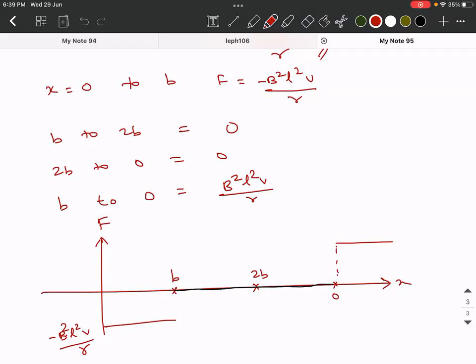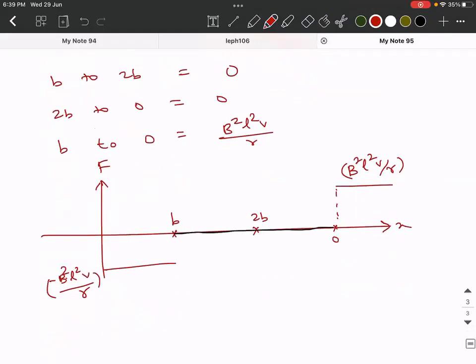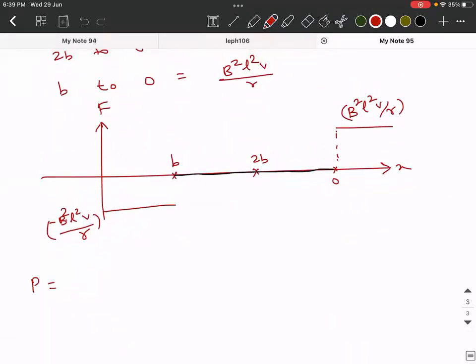That's it. So this magnitude is also B square L square V divided by R. Is it clear? And lastly, what are they asking? The power dissipated. What is power? I square R. Power is I square R.